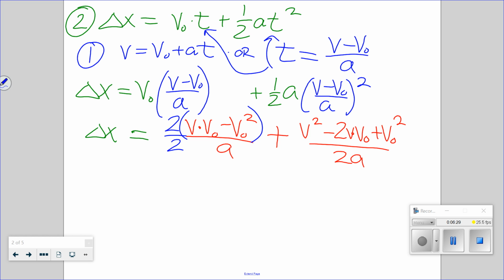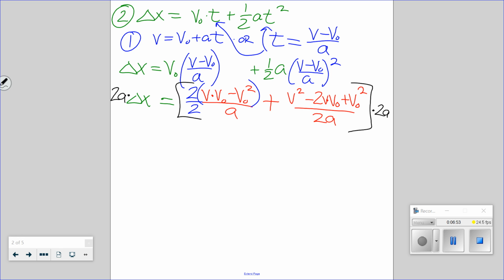Why would I do that? Because I looked at the previous page and I know where I'm going. I should end up with 2a delta x. So then, saving math space, I take the whole side and multiply by 2a times 2a. Okay? And then we should be able to just pick up the pieces.